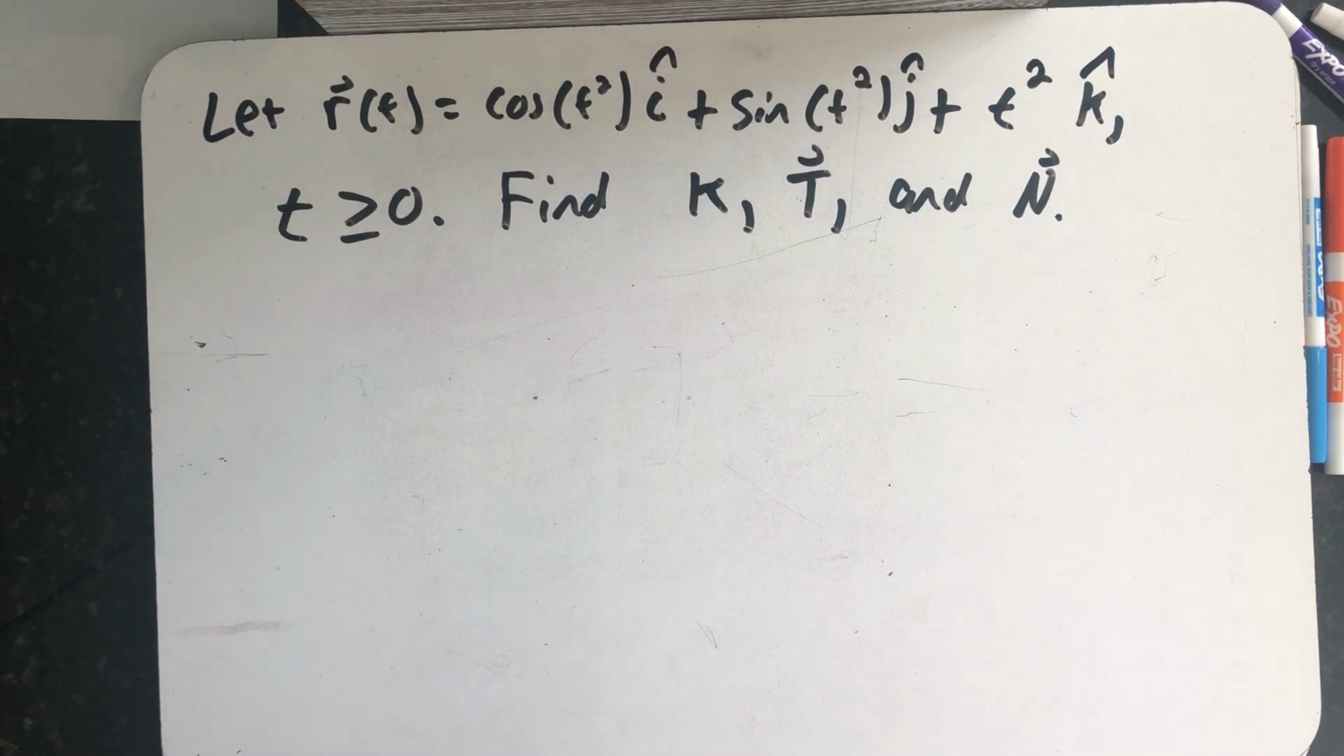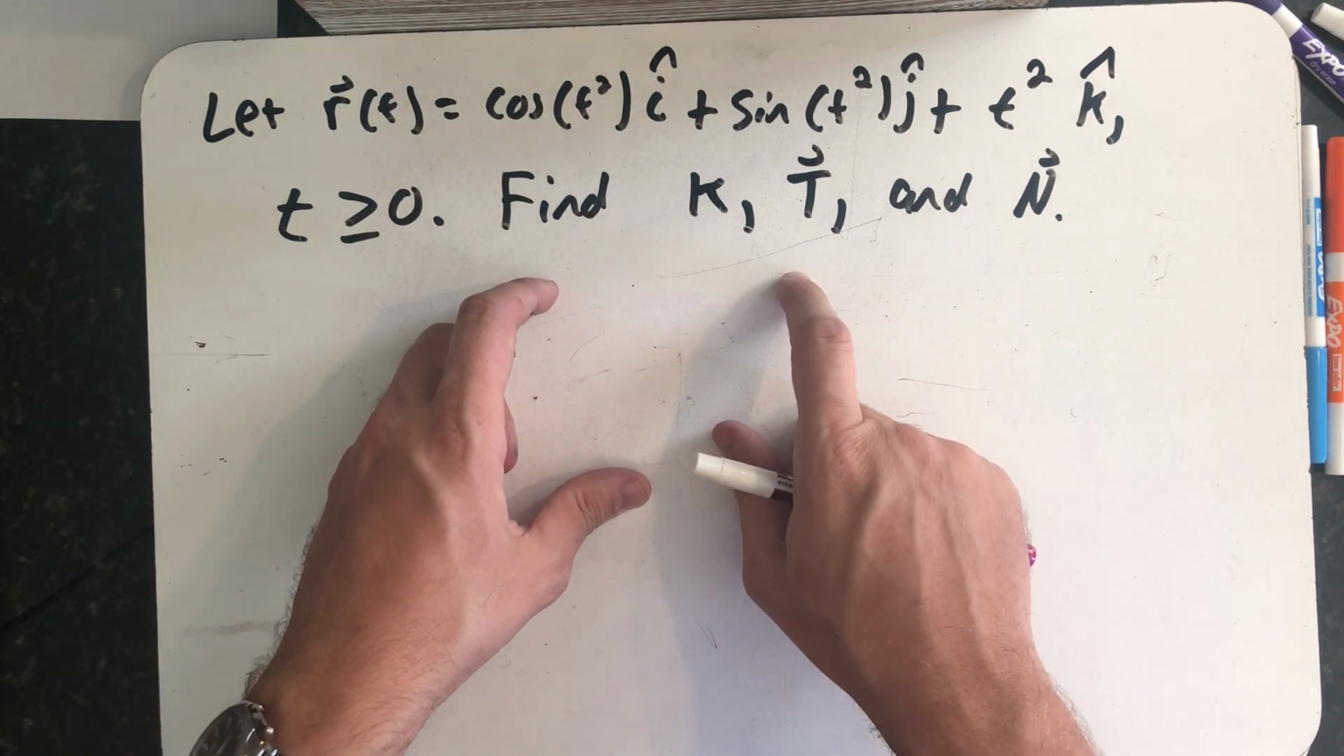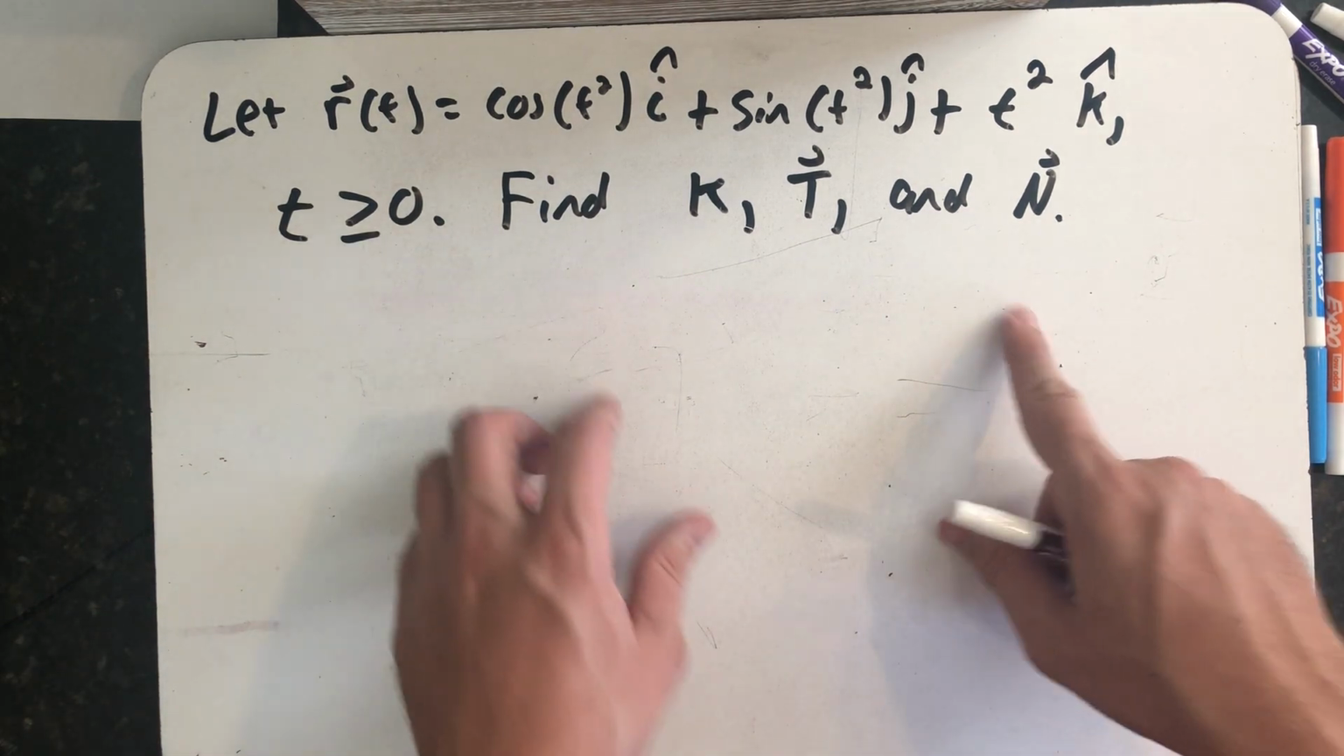Let r of t be the vector function cosine of t squared i plus sine of t squared j plus t squared k, where t is bigger than or equal to 0. We're asked to find the curvature, the unit tangent vector, and the principal unit normal vector.